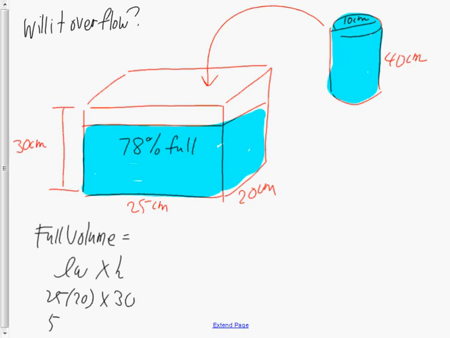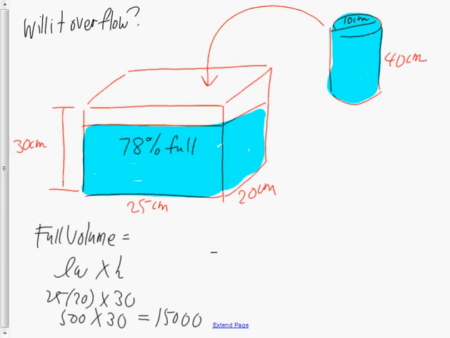This would be 50 plus 1 zero. Sorry, that'd be 500 multiplied by 30, which means the full volume, if it was full, would be 15,000 cubic centimeters of space, or if it's liquid, it would have a capacity of 15,000 milliliters of liquid, or 15 liters it could hold. Okay, but it's not full. This is only if it was full.